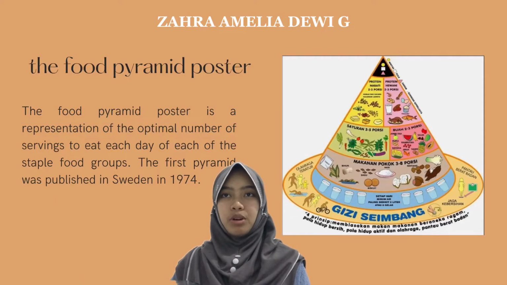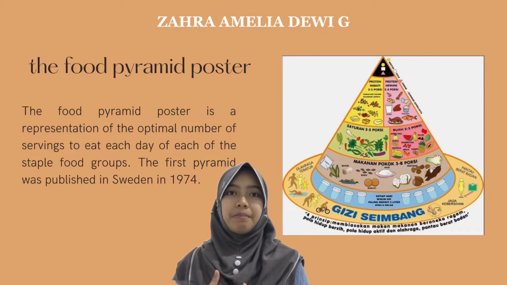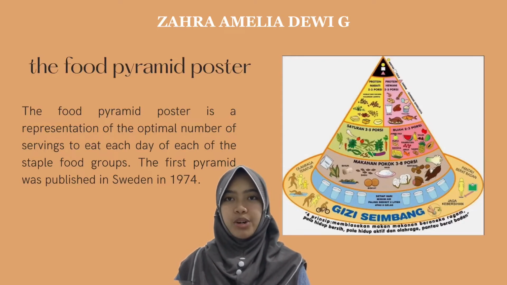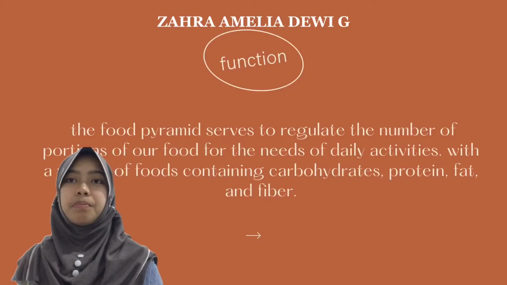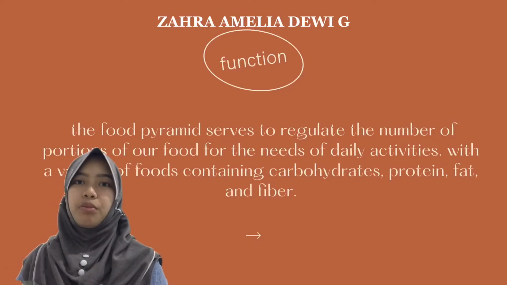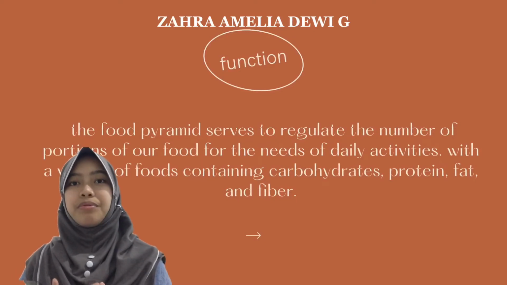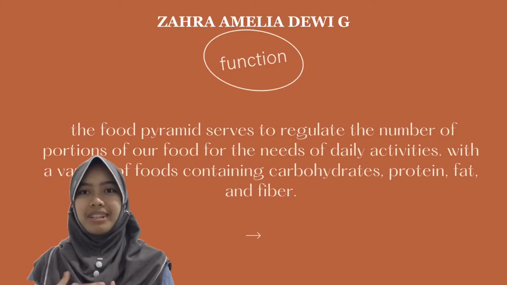The food pyramid poster. The food pyramid poster is a representation of the optimal number of servings to eat each day of each of the staple food groups. The first pyramid was published in Sweden in 1974. The food pyramid serves to regulate the number of portions of our food for the needs of daily activities, with a variety of foods containing carbohydrates, protein, fat, and fiber.